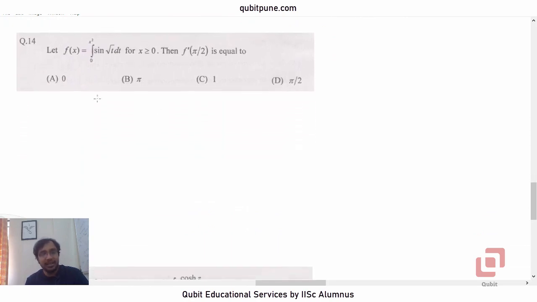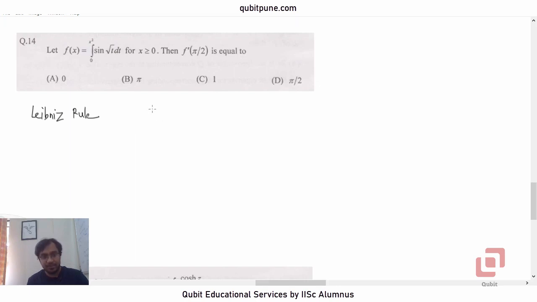Question 14th, let f of x be the function defined using the definite integration, integral of sine of root t with respect to t from 0 to x squared for x greater than or equal to 0, then the derivative of f at pi by 2 is equal to 0, pi, 1, pi by 2. This is a standard problem on Leibniz rule. We have to find the derivative. So let's first write down the expression for the Leibniz rule.